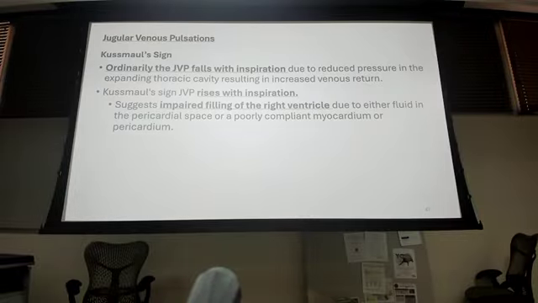Talk about Kussmaul's sign. We talked about how ordinarily the jugular venous pulsation will drop during inspiration, but in Kussmaul's sign, in conditions that affect the right ventricle, that pressure actually will rise with inspiration, because that ventricle is not going to tolerate all that extra volume coming back from the venous return.